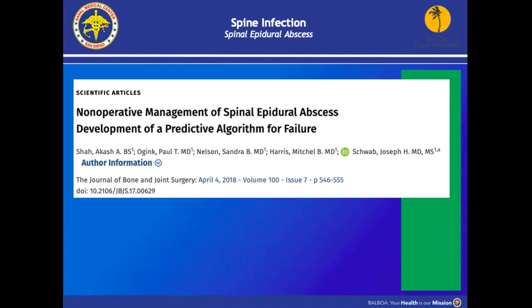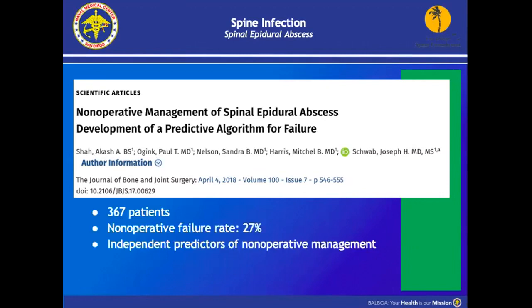But the risk factors that we know to confer an increased rate of failure of this treatment and very much push you away from it would be age greater than 65, history of drug use, diabetes, leukocytosis, CRP greater than 115, MRSA, and then by far the strongest predictor that you need to go to the OR is presence of or progression of neurodeficit. So this approaches it a little bit differently than what I just said, what we know just kind of intuitively. And they bore this out in this retrospective review, JBJS 2018.